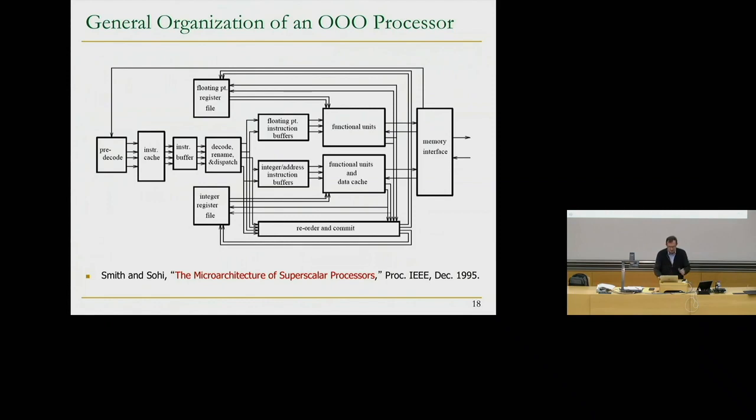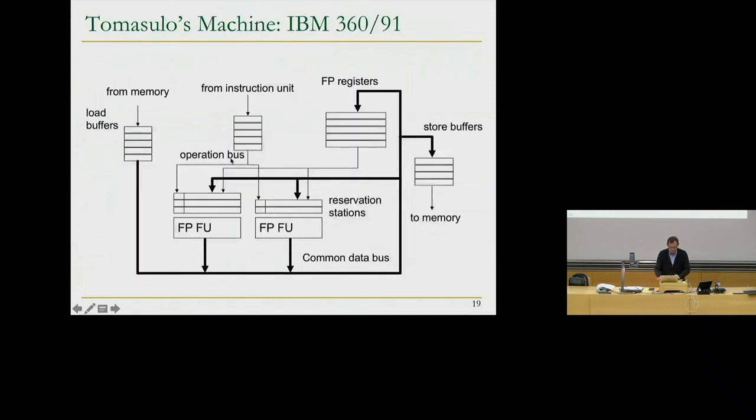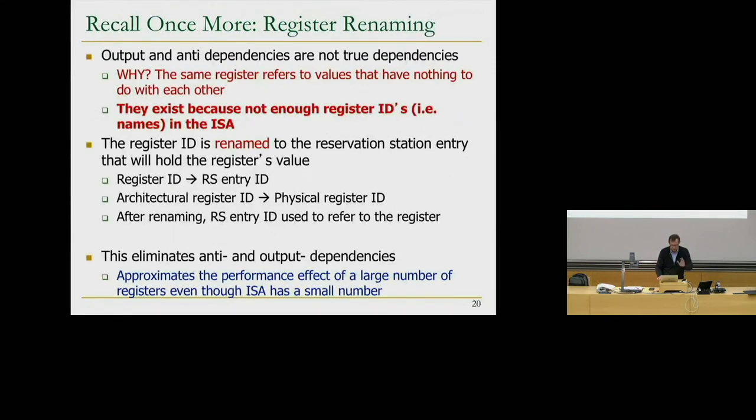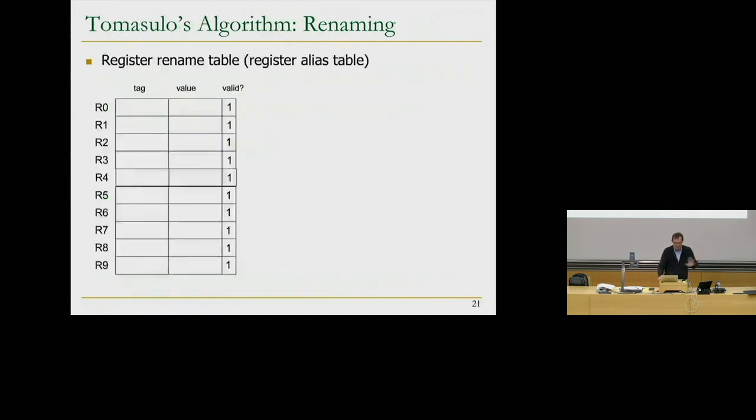So we're going to see this. I'm going to skip this. You can read this. And this is from 1965 when Tomasulo designed his machine, the first out-of-order machine. Okay, so recall the register renaming. So we're going to rename things. So we're going to use the register file that we developed, actually.